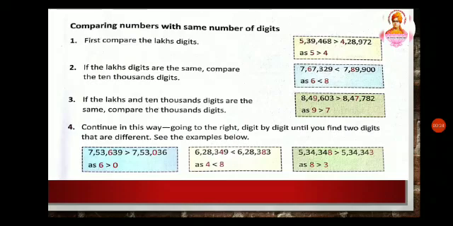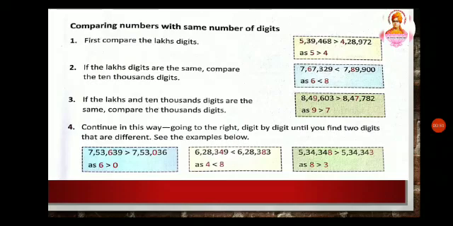When we compare numbers, the first step should be to check the number of digits in a number. If one number has 5 digits and another number has 4 digits, then the 5 digit number is the bigger, that is, the greater number. But if we have the same number of digits, then what can we do? Here, just see the example.